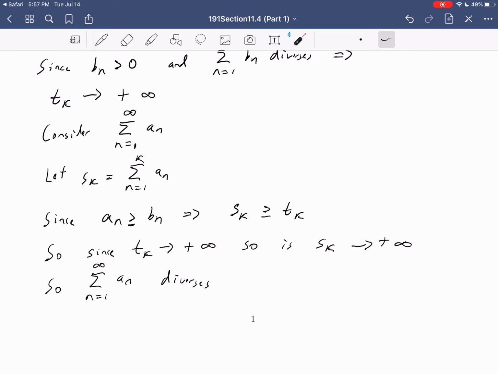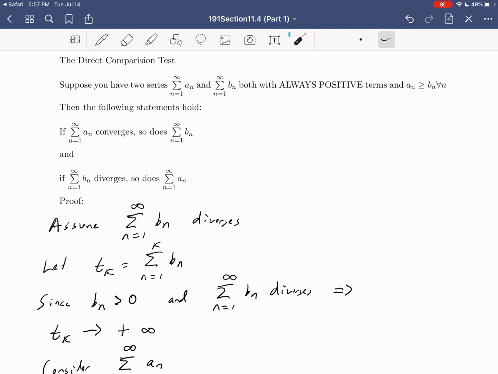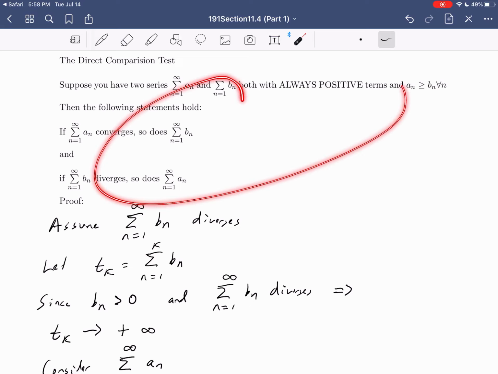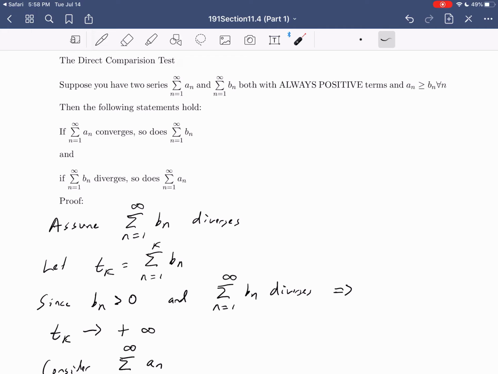So the direct comparison test, in a lot of ways, tells us exactly what we would expect. It tells us that as long as things are always positive, if you are larger than something that diverges, you too will diverge. And if you are smaller than something that converges, so if you're smaller than something that is finite, you too will be finite and you will converge. The problem computationally with the direct comparison test, I mean, theoretically, this is a great idea. The computational issue is actually showing that the terms of one series are always greater than or equal to the terms of the other series. That can sometimes be quite hassle-some.